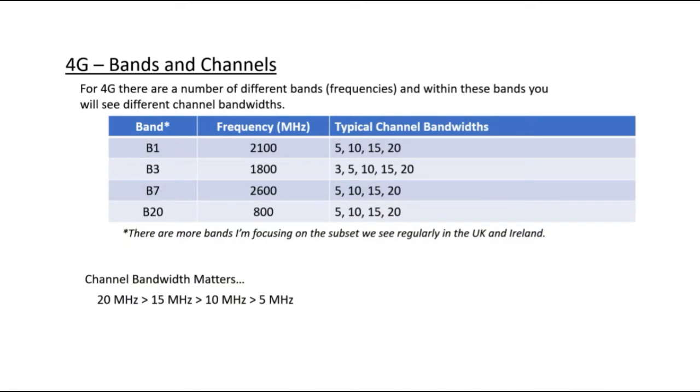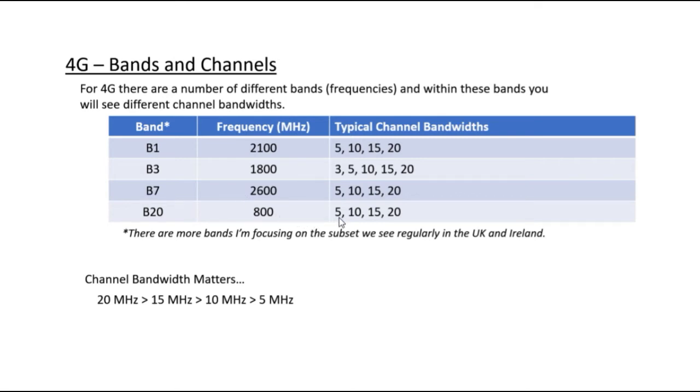So the first thing you've got to bear in mind with 4G is that there are different bands, and within each band there are channel sizes. Typically in the UK and Ireland we see bands B1, B3, B7 and B20. These are all at different frequencies, and the frequencies can affect how far it travels. For example, an 800 megahertz channel will probably go much further than a 2600 base station. So in rural areas you might see more B20s than you would see B7s.